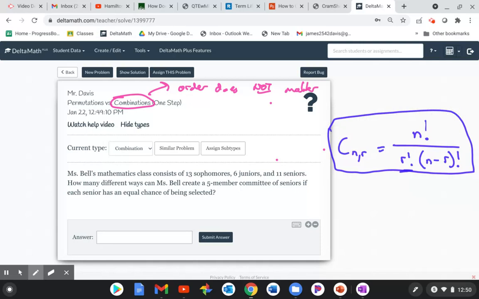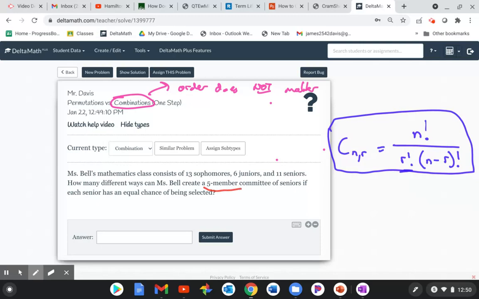So let's do one by hand first and then show you how to check that on the calculator. It says Mr. Bell's math class consists of 13 sophomores, 6 juniors, 11 seniors. How many different ways can Ms. Bell create a 5-member committee of seniors? Each senior has an equal chance of being selected. All right. So it is important that you notice a little bit of the wording here. It's a 5-member committee, so we're going to choose 5, right?